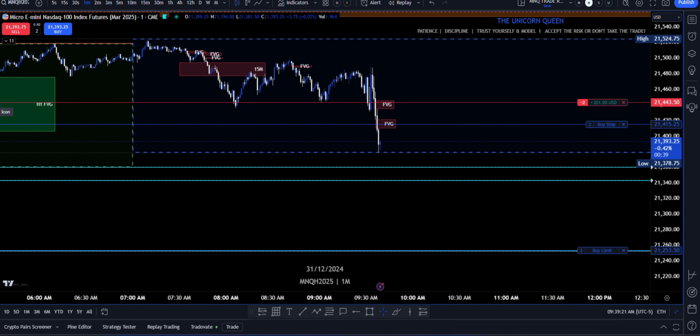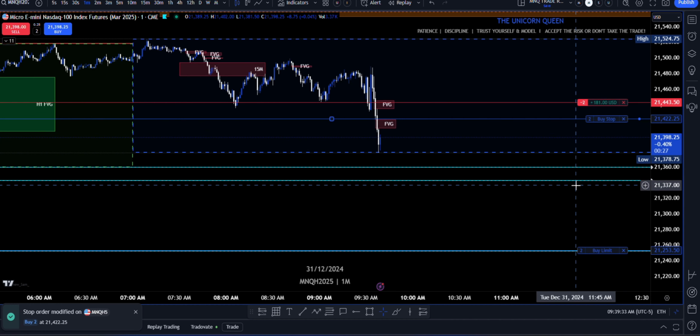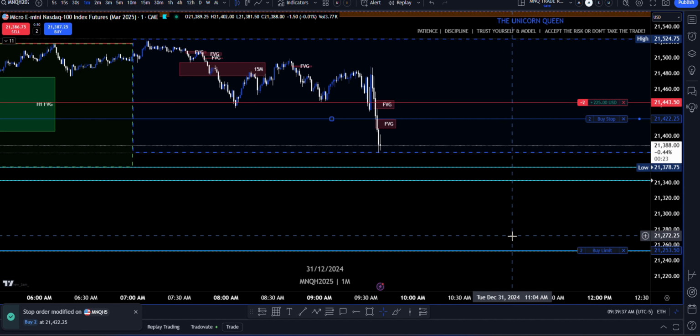So my first objective was hit the 200 ticks, and I closed out with 5 contracts there. I have 2 running, and I am going to split that into 1 each so that I can leave a runner on.